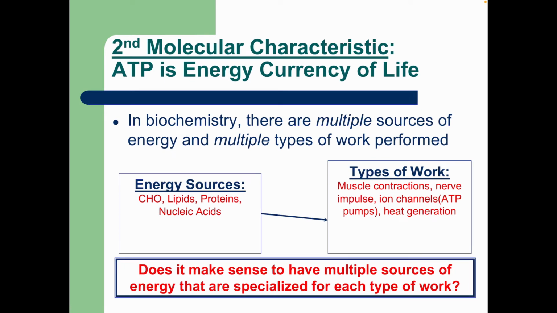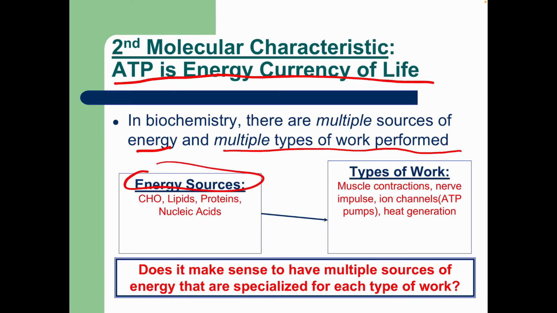So furthermore, ATP is the energy currency of life, as we talked about. So in biochemistry, there are multiple sources of energy and multiple types of work performed. So again, our energy sources are mainly those macromolecules we talked about, which are carbohydrates, lipids, proteins, and nucleic acids. So these can all be broken down. And the types of work we can do with this energy include muscle contractions, nerve impulses, ion channels such as the ATP pumps, the electron transport chain, heat generation, and pretty much all the processes in our body.